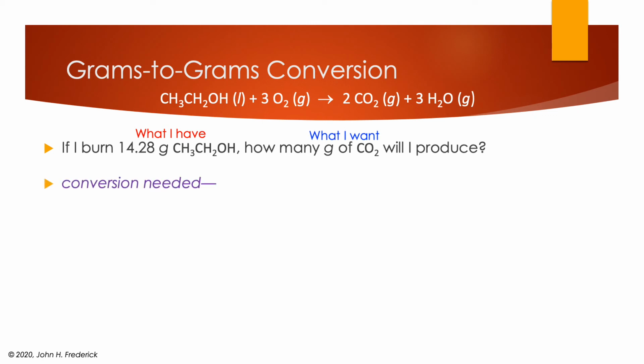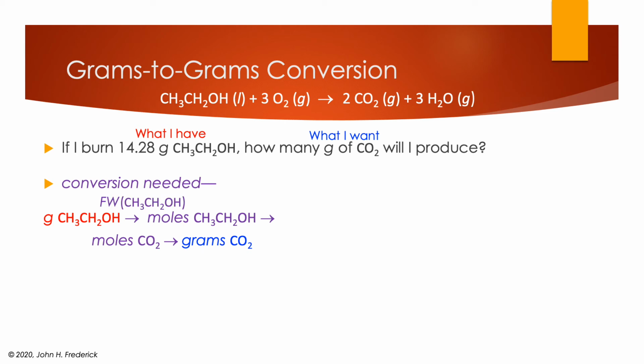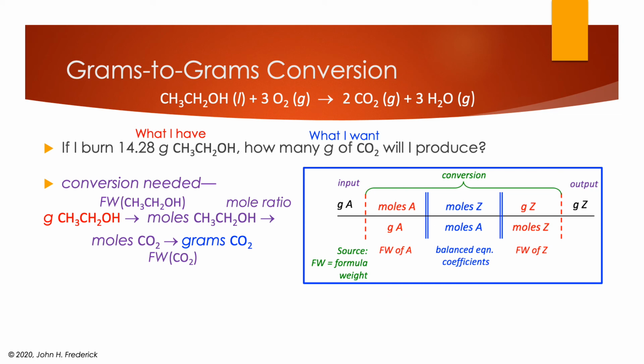So the conversions I need are to go from grams of ethanol to moles of ethanol. Then I can go from moles of ethanol to moles of carbon dioxide. Then I can finally go to grams of carbon dioxide. So the conversion factors are first the formula weight of the ethanol, then the mole ratio that comes from the balanced chemical equation, and finally the formula weight of the carbon dioxide. So the organizational chart would look something like this.